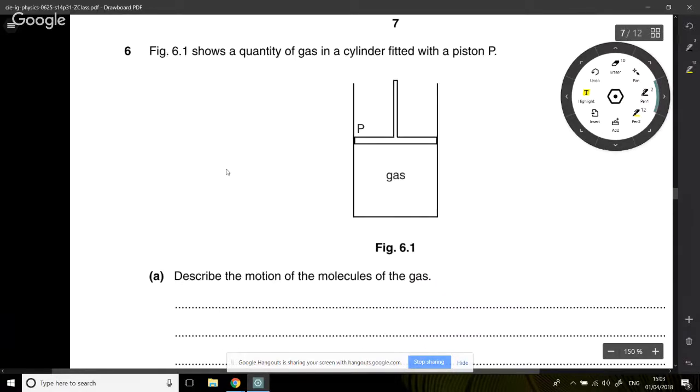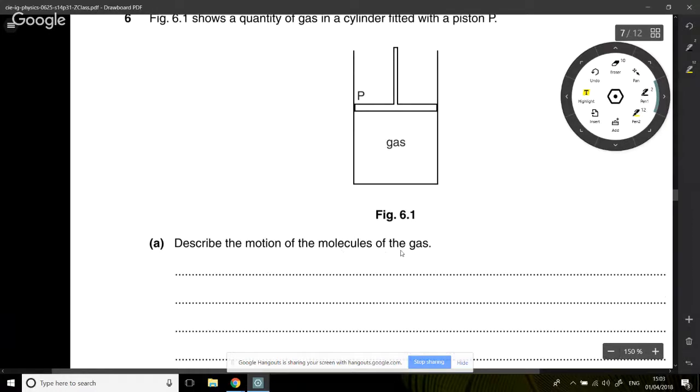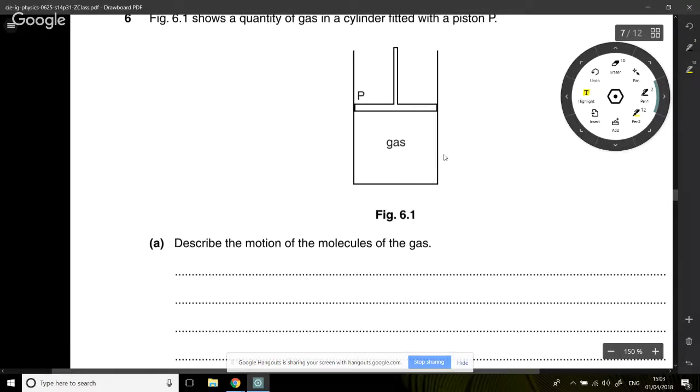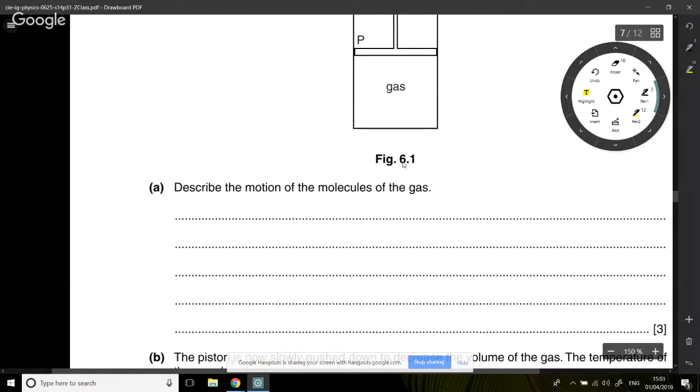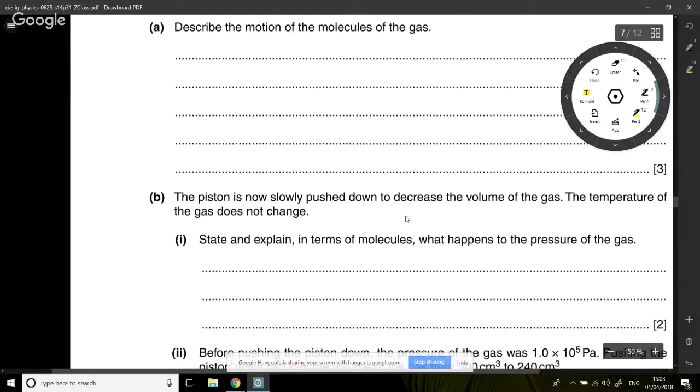Okay, this is just some basic thermodynamics. They just want you to explain the motion of gas inside this cylinder with a piston. It's basically random collisions, bumping up against each other and against the wall and so on and so forth, that random gas motion. The piston is slowly pushed down, they say, and then they ask how does it change?